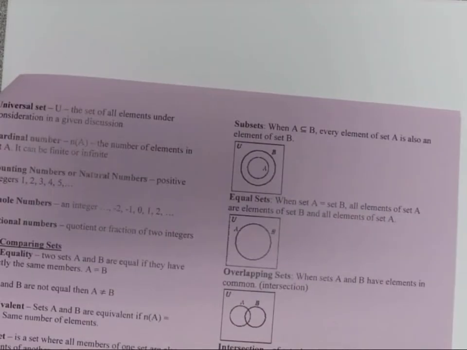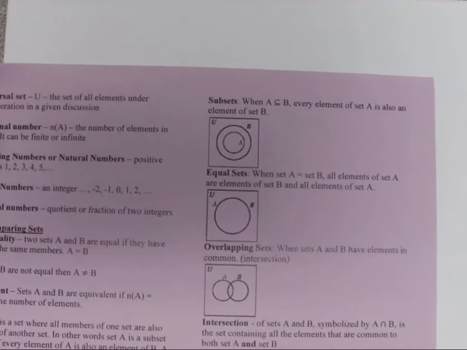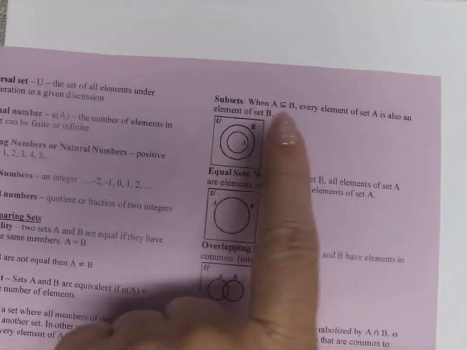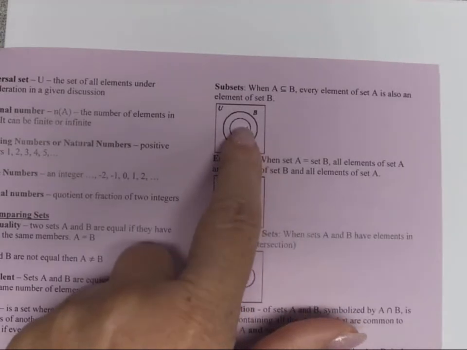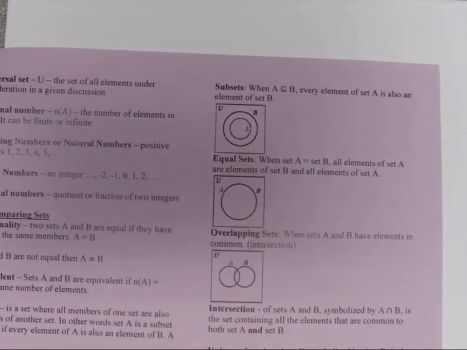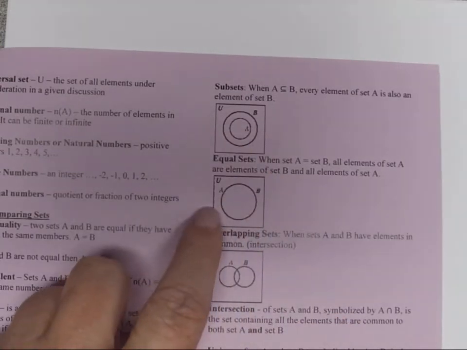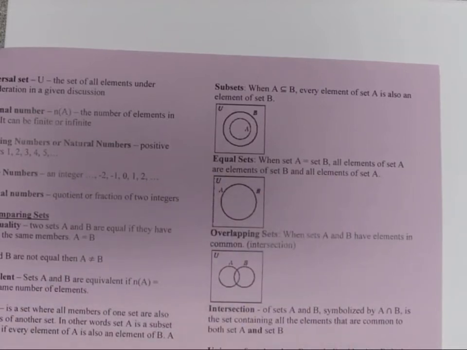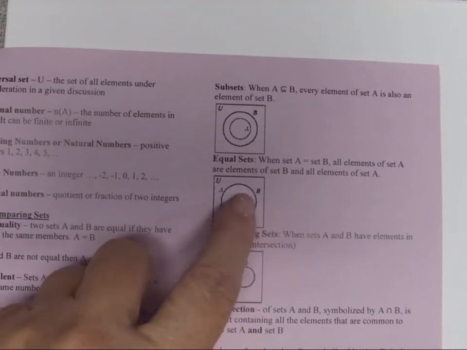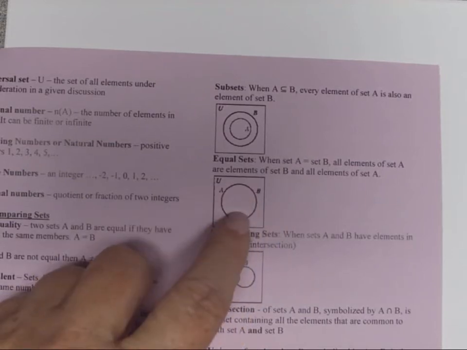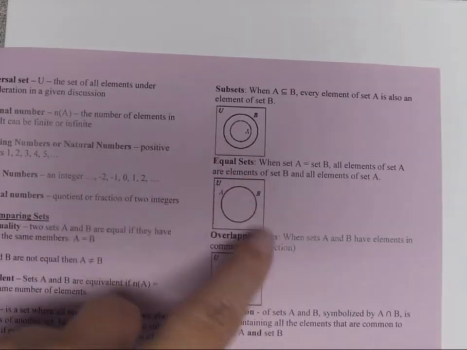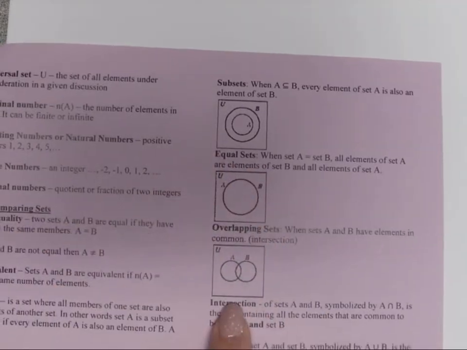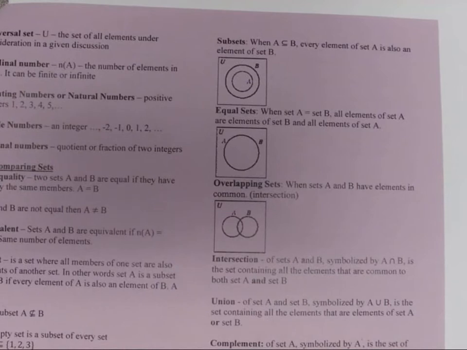Now subsets, we've talked about a subset before in the last section. So when A is a subset of B, every element in A is also an element of set B. If they're equal sets, then set A is equal to set B, and all elements of set A are elements of set B, and all elements of set B are all elements of set A. So you can see they're the same set. They're equal. Overlapping sets are when sets A and B have elements in common.